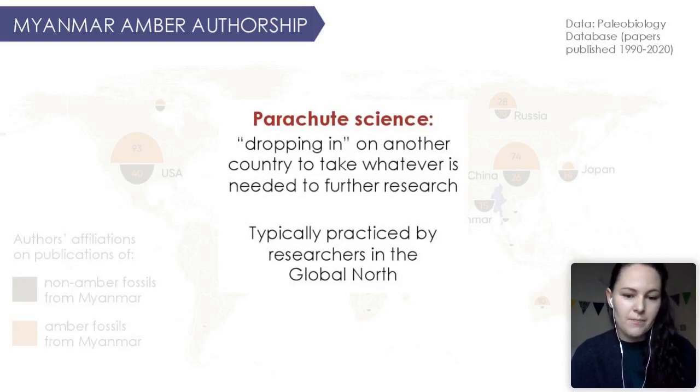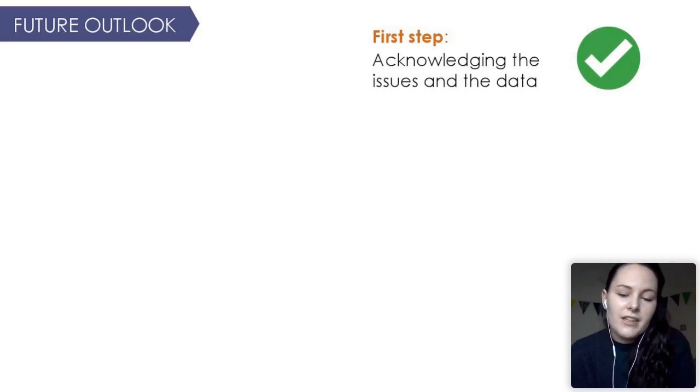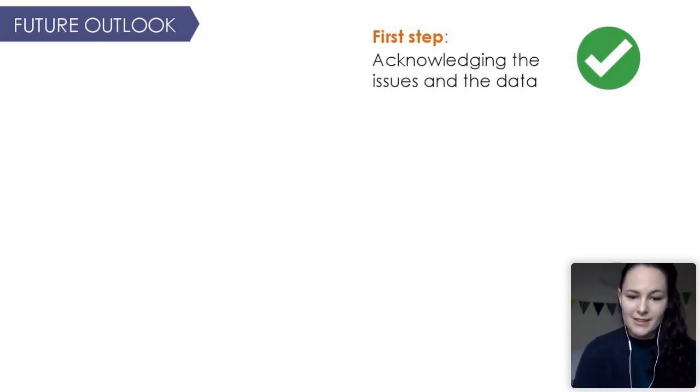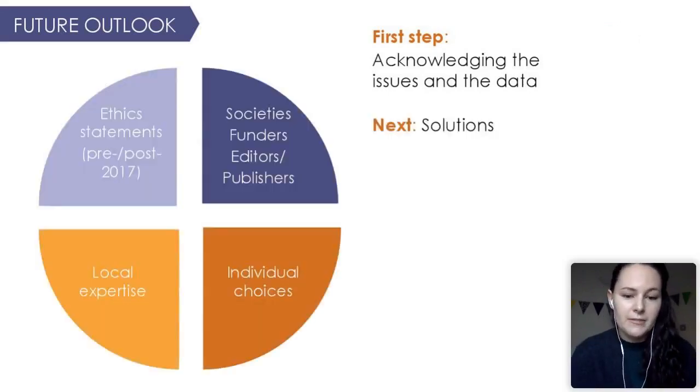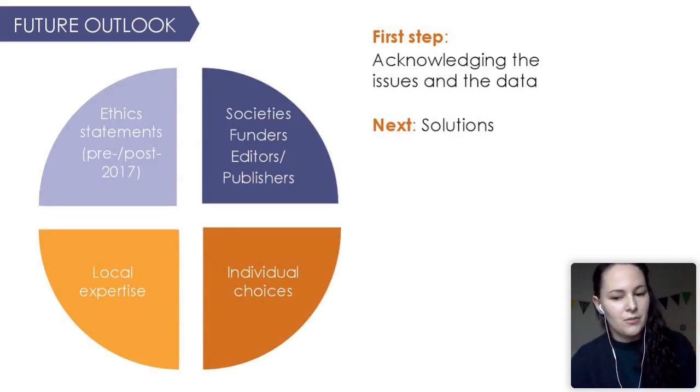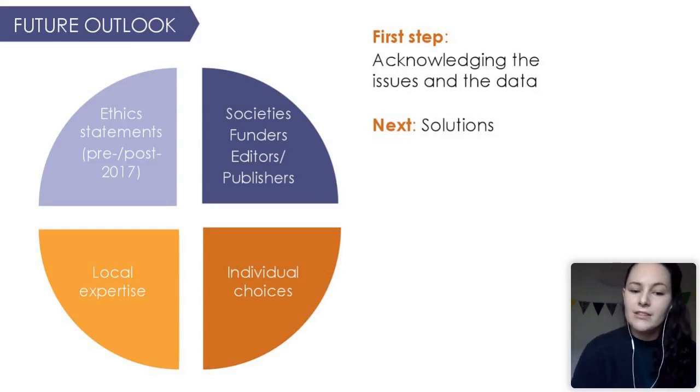Looking forward, the first step is to acknowledge what is happening, informed by the data, and I'm only here to present this data. Many possible solutions have already been proposed by others. Earlier this year, the Society of Vertebrate Paleontology released a letter urging journal editors to boycott submissions relating to amber specimens acquired from Myanmar after June 2017. What this is essentially urging is that each publication be accompanied by a robust ethical statement and permits, and it surprised me that this is not already a common practice.